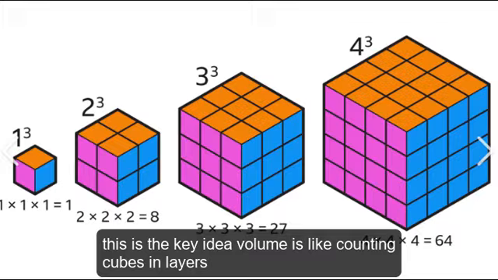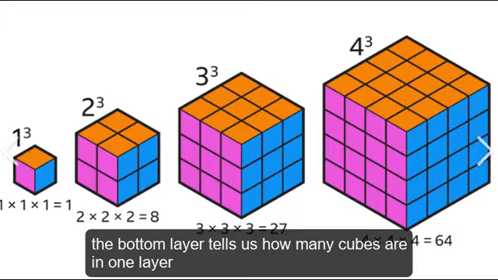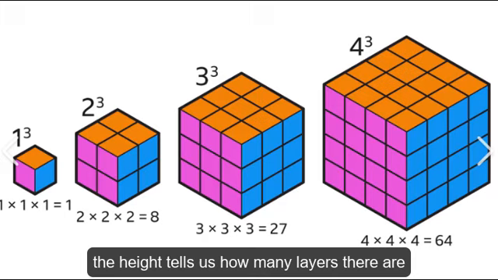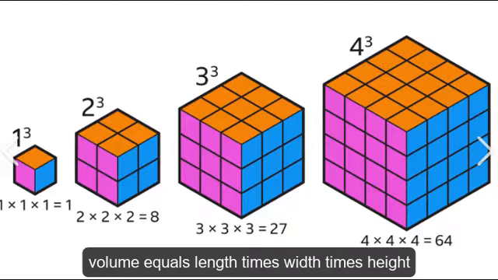This is the key idea. Volume is like counting cubes in layers. The bottom layer tells us how many cubes are in one layer. The height tells us how many layers there are. So, for a cuboid, we use this rule. Volume equals length times width times height.